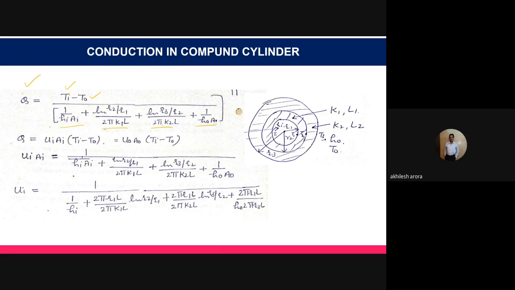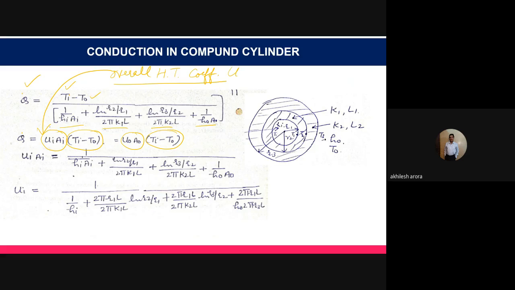Now I can also say that this Q dot is also given by UiAi into delta T, or U naught A naught into delta T, where what is this U? I have already explained it to you. It is known as the overall heat transfer coefficient.